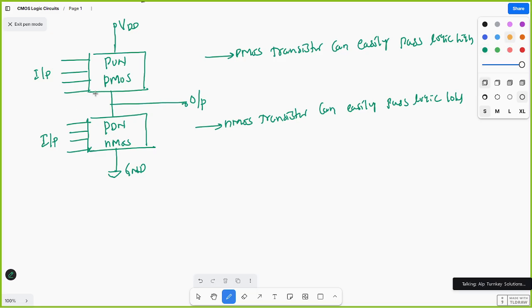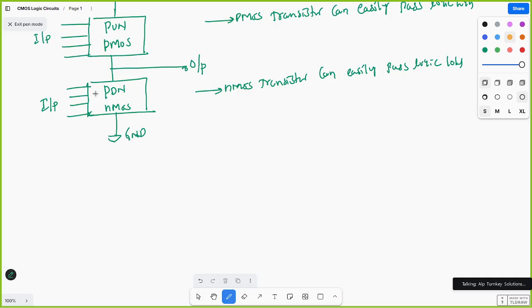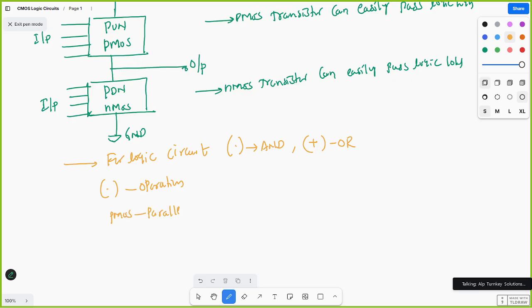for logic circuits, this is AND and this one is OR. For AND operation, PMOS will be parallel and NMOS will be series.